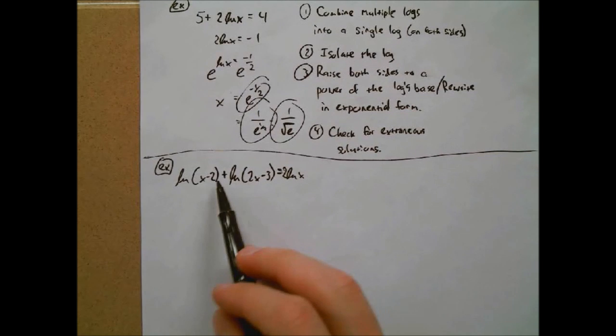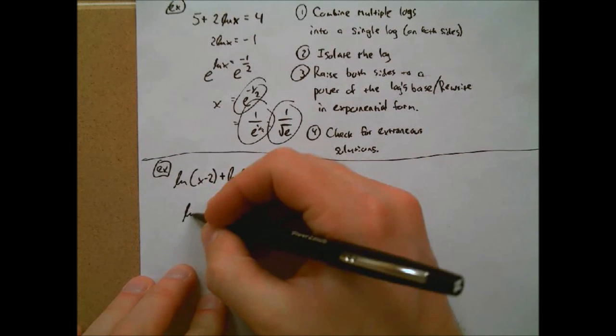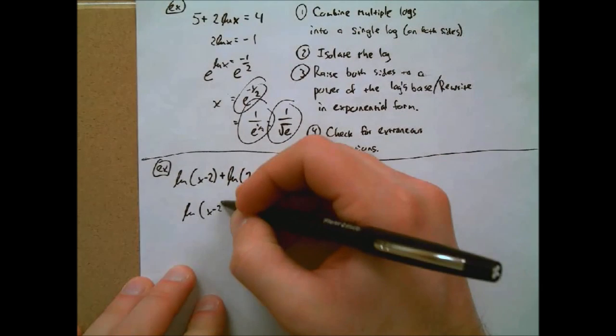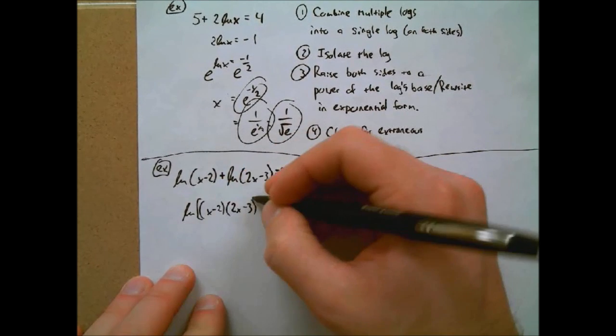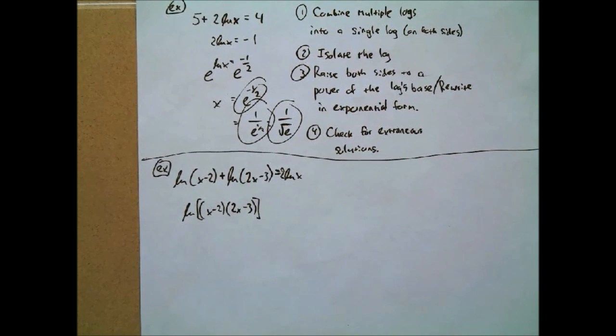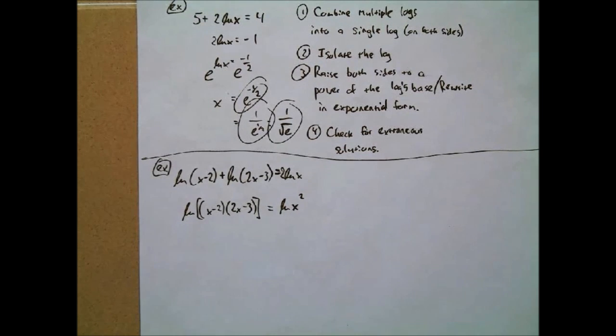If we're adding 2 logarithms, that is the same as doing what in a single logarithm? Multiplying. So this is really the same thing as natural log of x minus 2 times 2x minus 3, all in that natural log. And this 2 coefficient, what should we do with it? Yeah, bring it up as an exponent, like we did earlier.